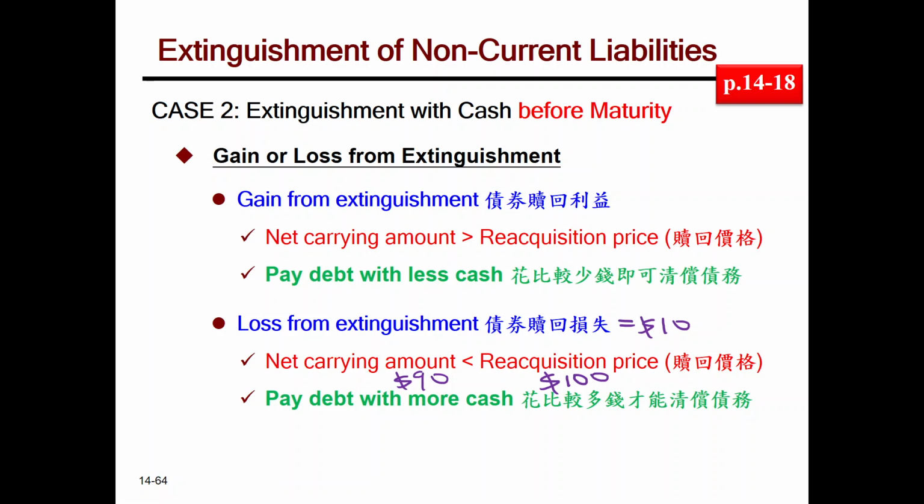So in the opposite situation, if your book value is $90, but your redemption price is 85, it means what? You pay less money for your liability, so you have a gain of $5. Okay, so that's how we find out the three numbers we need. Okay, any questions?